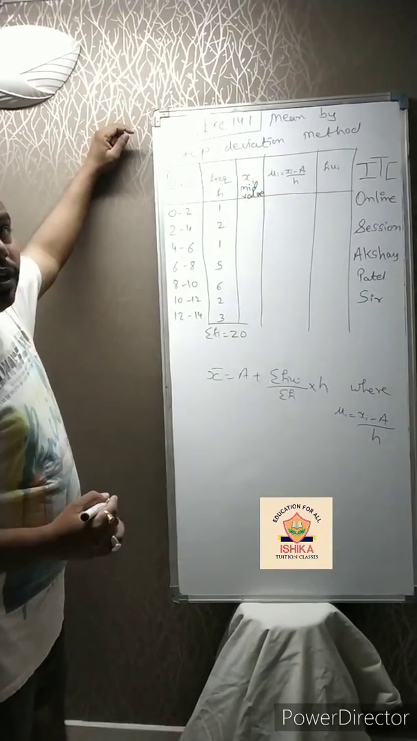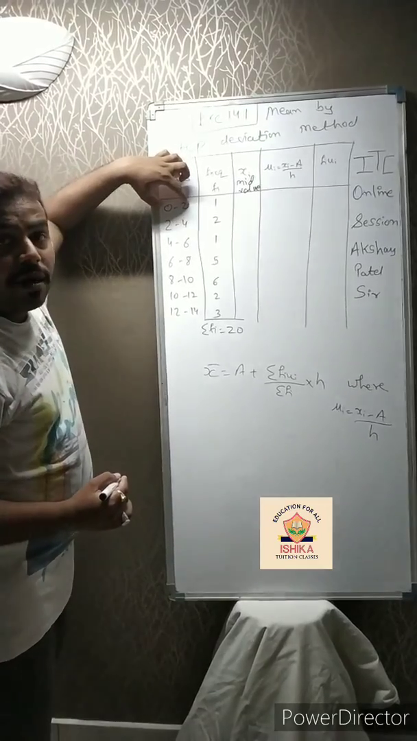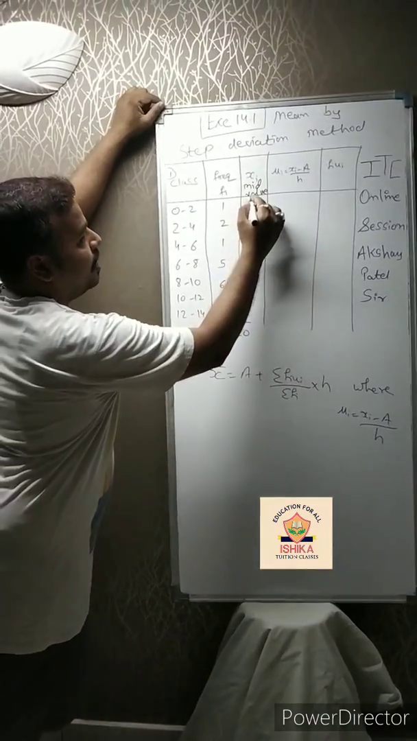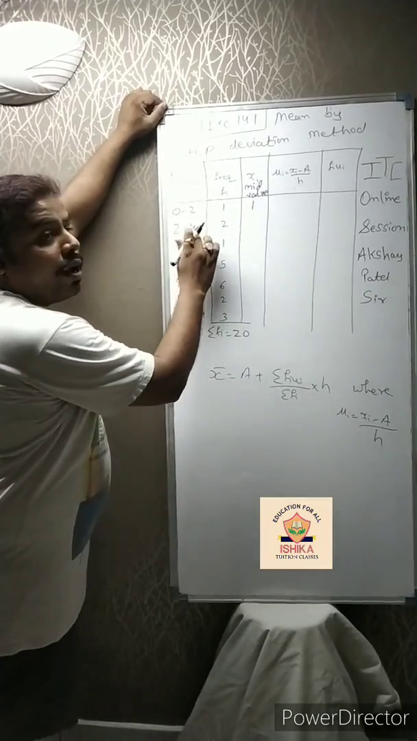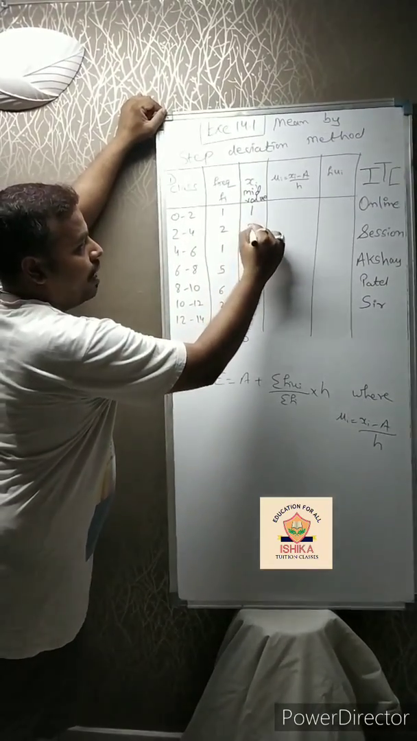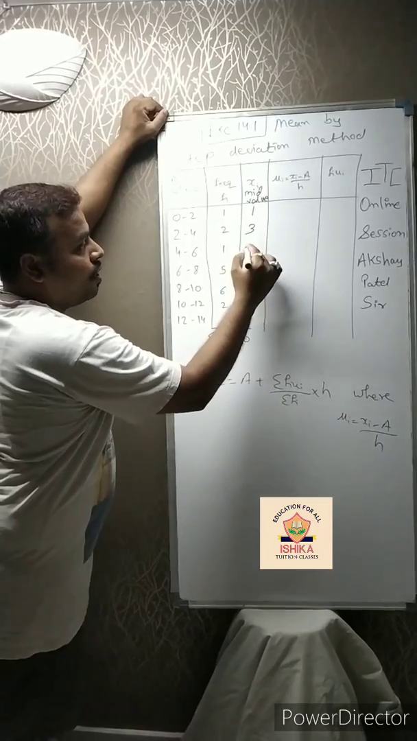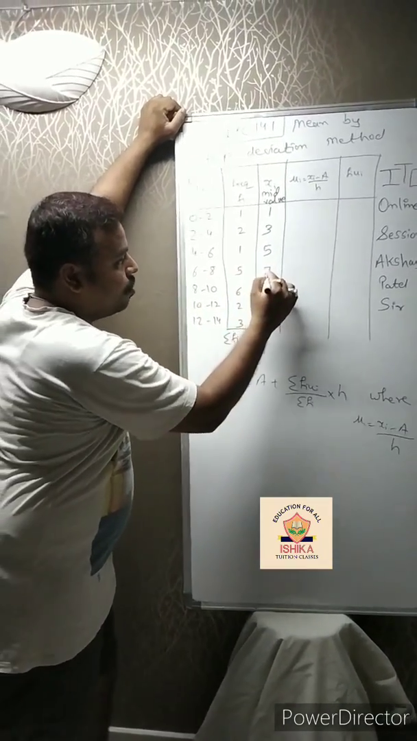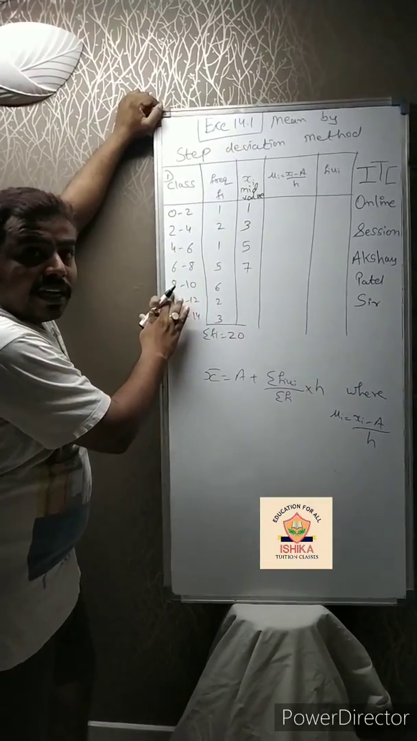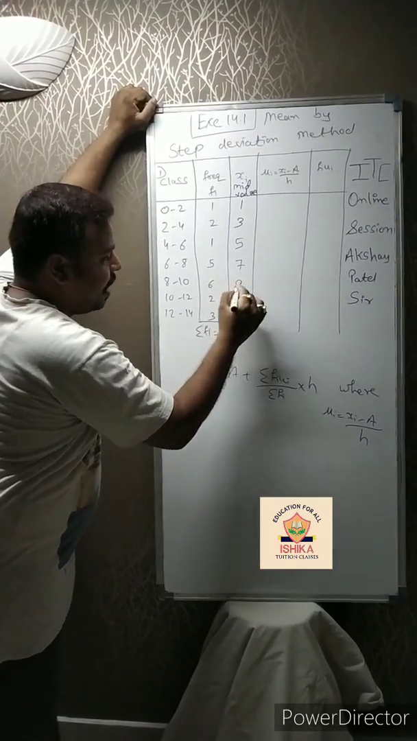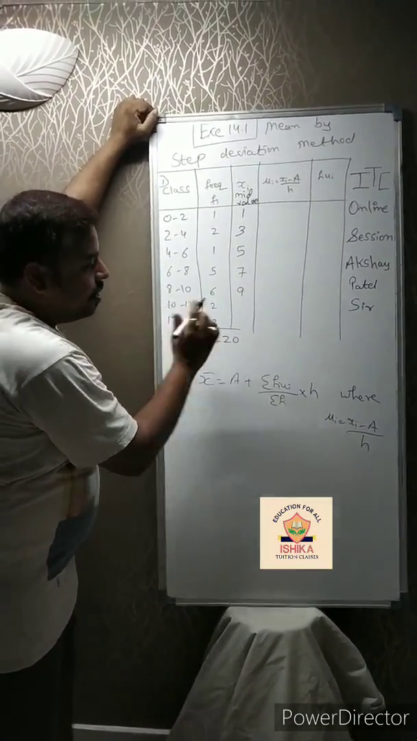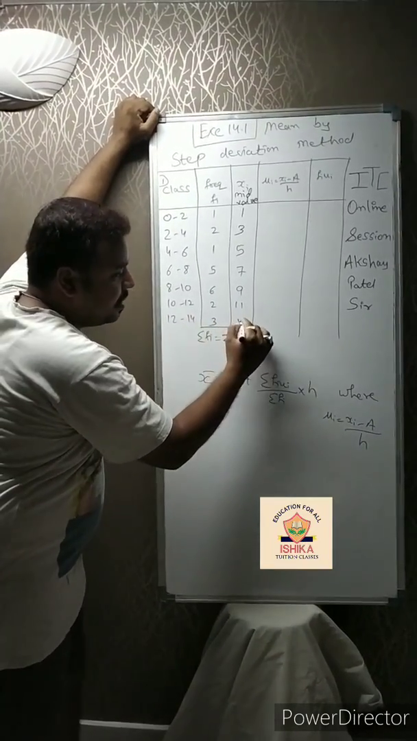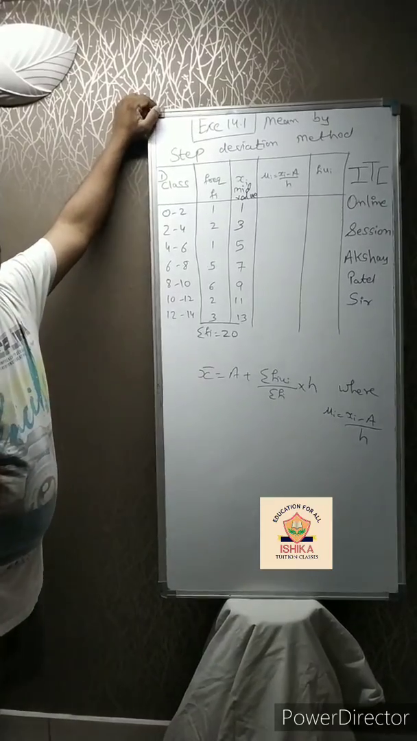Mid value is calculated by averaging these upper and lower limit, that is 0 plus 2 upon 2, that is equal to 1. 2 and 4, that is 6, 6 upon 2, that is 3. Same way 6 and 4, 10, 10 upon 2, 5. 8 and 6, 14, 14 upon 2, 7. 10 plus 8, 18 upon 2, that is 9. 12 and 10, 22 upon 2, that is 11. Similarly 12 to 14, 26 upon 2, that is 13.